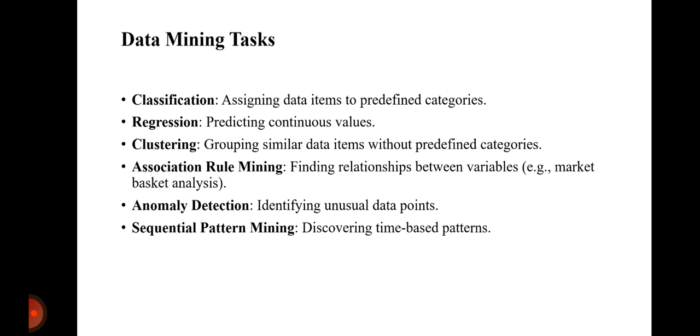When it comes to regression, it is predicting continuous values. Suppose we have a number series like 2, 4, 6, 8. The difference between 2 and 4 is 2, between 4 and 6 is again 2, and between 6 and 8 is also 2. So like this, we calculate the difference between consecutive numbers, the previous number and the current number, and the current number and the next number, which is termed regression.